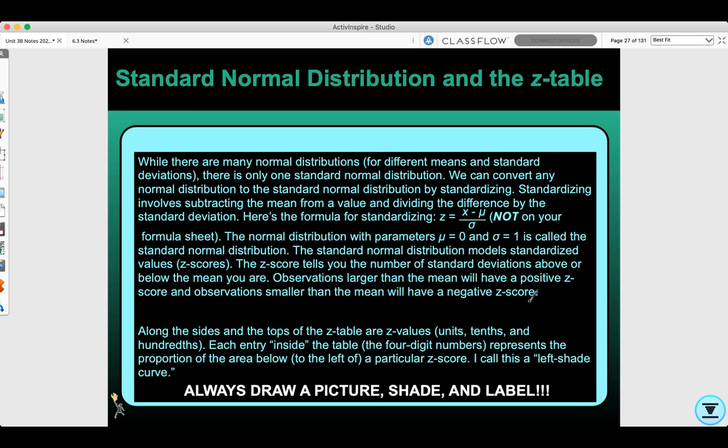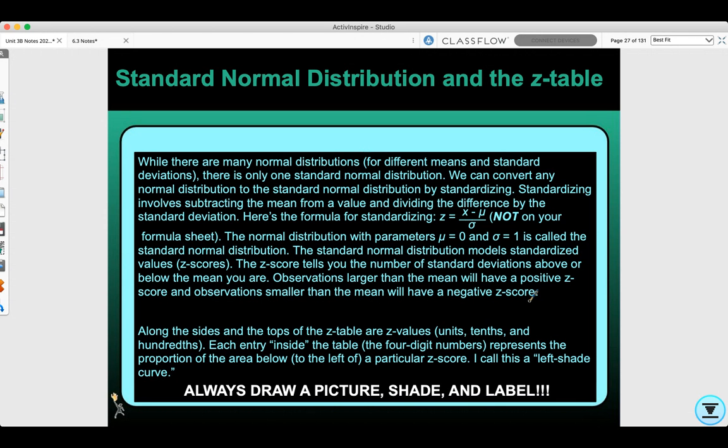Today we're going to go over the standard normal distribution and the z-table. While there are many normal distributions for different means and standard deviations, there is only one standard normal distribution. We can convert any normal distribution to the standard normal distribution by standardizing. Standardizing involves subtracting the mean from a value and dividing the difference by the standard deviation, a linear transformation.